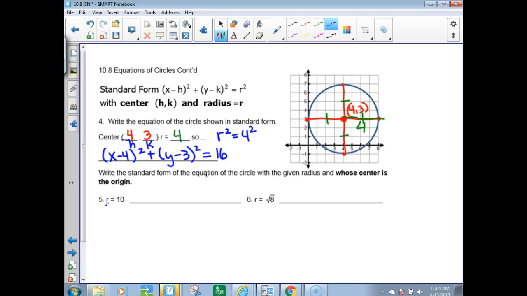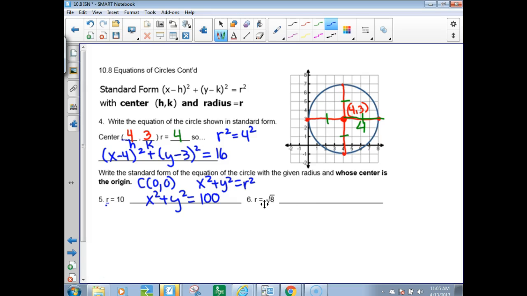Write the standard form of the equation of the circle with the given radius whose center is at the origin. Now, if it's at the origin, that means the center is at 0, 0. So that's the equation x squared plus y squared equals r squared. So these are going to be real easy. We're just going to have to square the radius. So x squared plus y squared equals 10 squared would be 100.